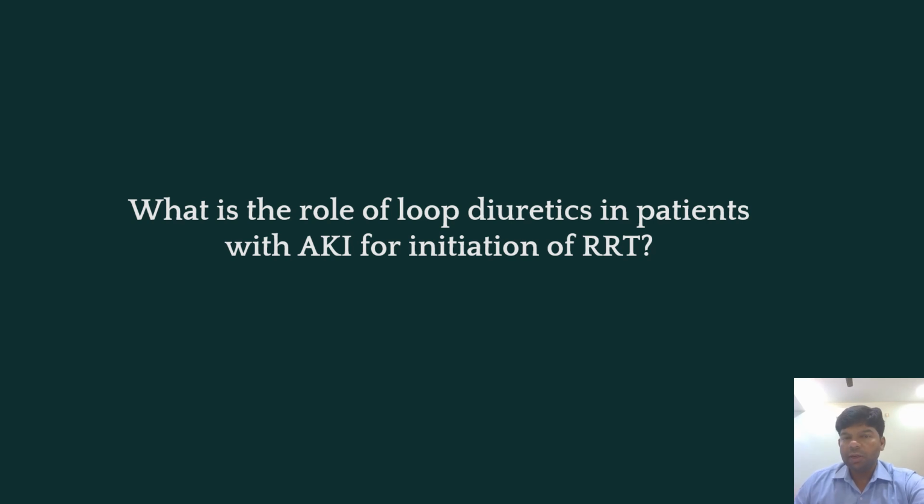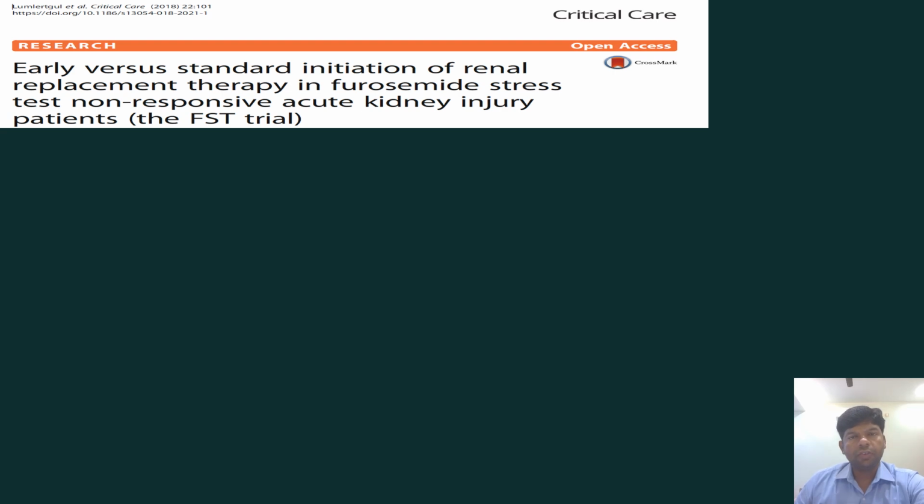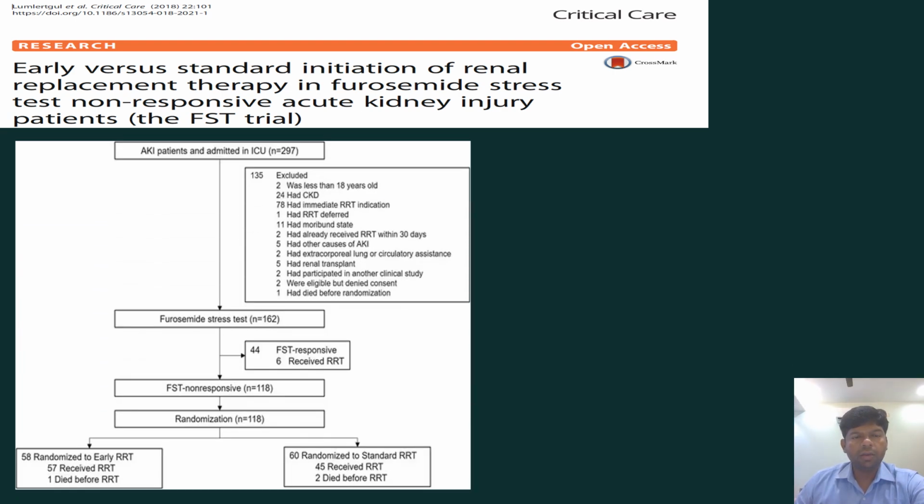Now, is there any role of loop diuretics in patients with AKI for initiation of RRT? A study was published, the FST trial in Critical Care, in which they gave furosemide to 162 patients, and 44% responded to the furosemide dose, and only 6% of those received RRT. But see here, those patients who did not respond to the FST were randomized into two arms, early RRT and standard RRT.